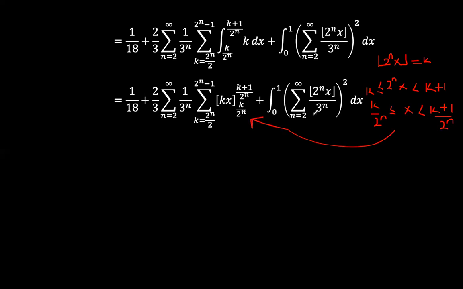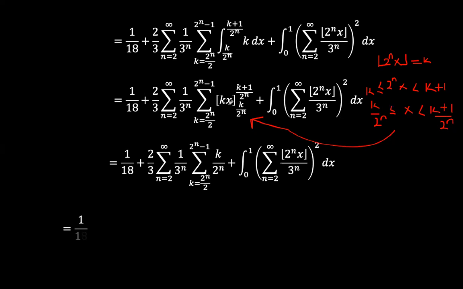So the lower limit is k over 2 to the power n. The upper limit is k plus 1 over 2 to the power n. In that interval, everything is k. And so the integration now is kx. So substituting in the limits, since this minus this is 1 over 2 to the power n, we have k over 2 to the power n, right?